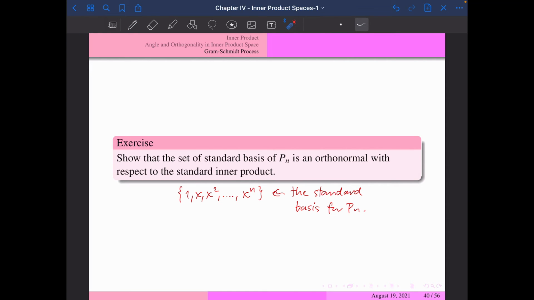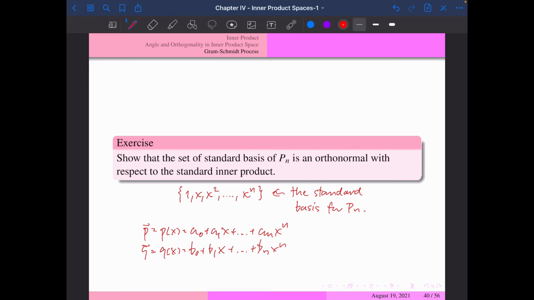Okay, and next, because we need to use the inner product, in this example we will use the standard inner product for Pn. So what is the standard inner product for Pn? If we let p be a0 + a1x + ... + anx to the power n, and q be b0 + b1x + ... + bnx to the power n.